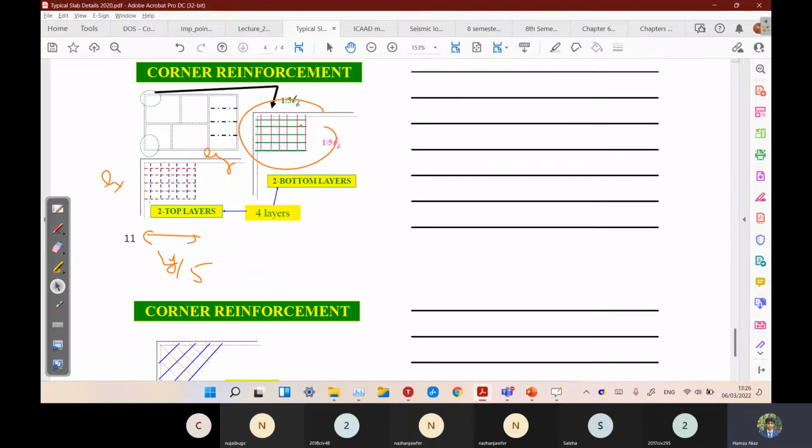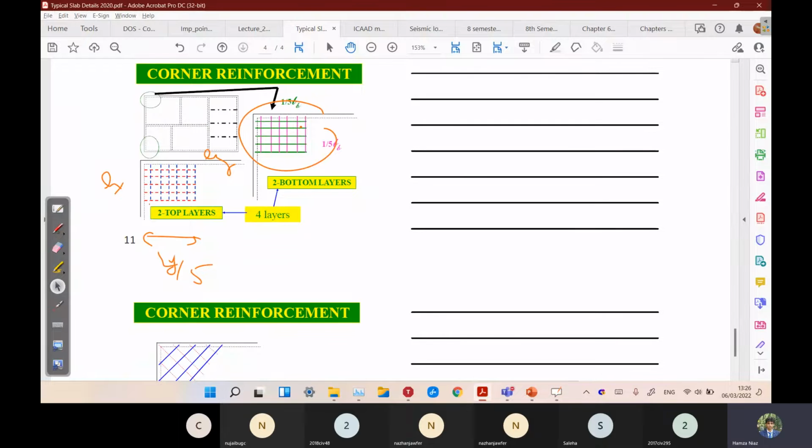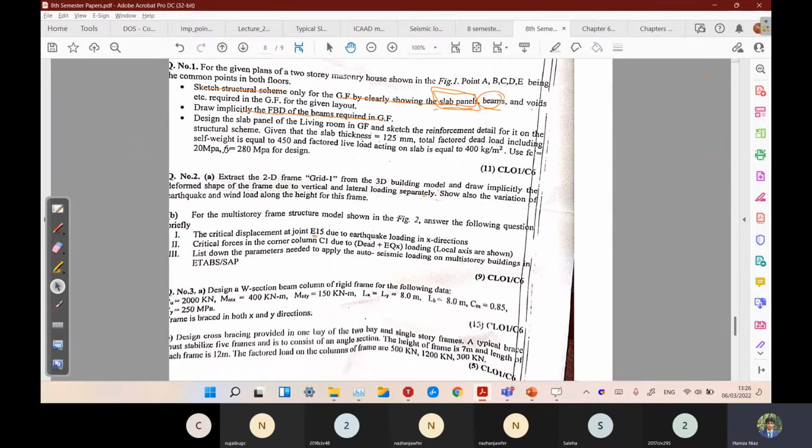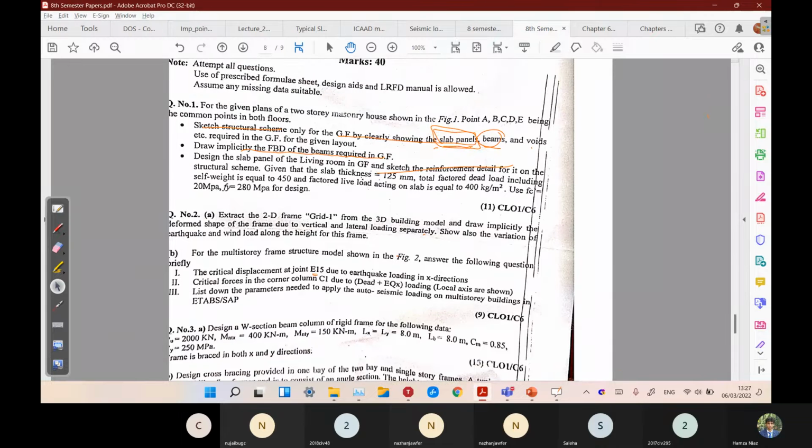It can be asked. I think it was asked in some previous paper that we have to show the slab reinforcement detail. And yes, we have to sketch the reinforcement detail for the slab also. So we must. This was all for residential building. Yeah, this is all for residential building.